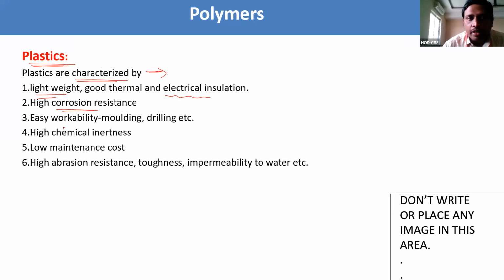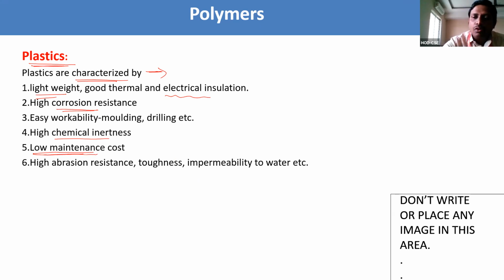They have easy workability; we can mold plastics very easily, and drill them, etc. They are highly chemically inert, so they cannot react with other chemicals. They require low maintenance cost and have high abrasion resistance. Abrasion resistance relates to the smoothness of the surface of the plastic. They also have toughness and impermeability to water. These are the characteristics of plastics.